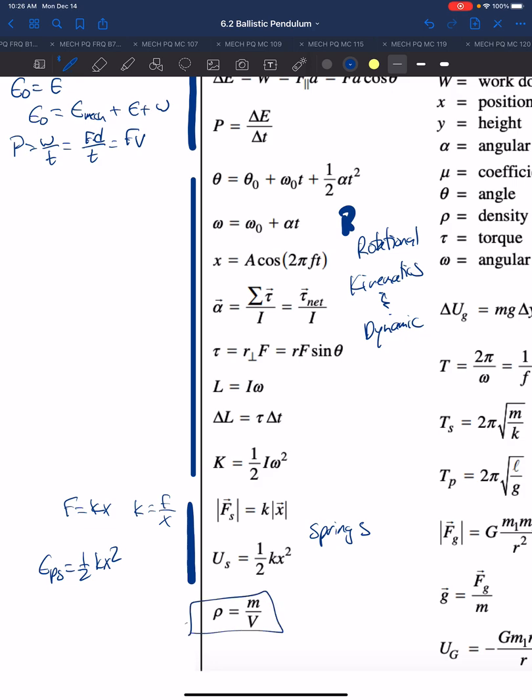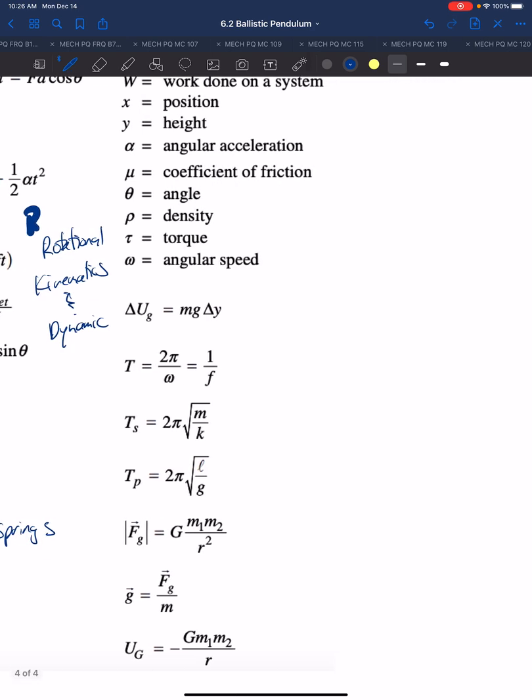This formula is sort of an odd man out. It's density. Greek letter rho is mass divided by volume. Then over here, we have energy, another work energy power formula, where EPG is mg delta z. These fellows here are simple harmonic motion in waves, which we don't need to know yet.